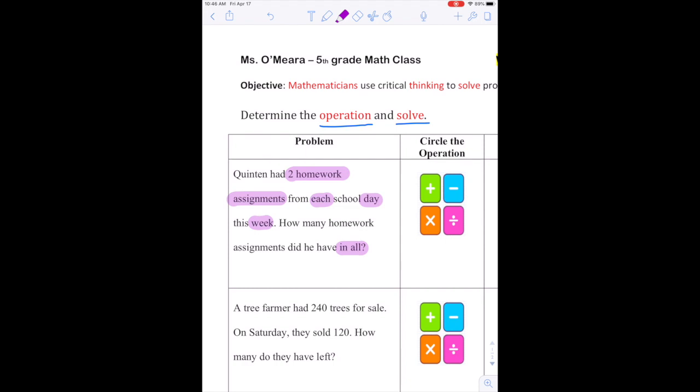And when we think of what's happening, he had 2 homework assignments on Monday. He had 2 homework assignments on Tuesday, on Wednesday, Thursday, Friday. So if it's the same number each day, that's repeated addition, which we would then say is multiplication. All right, so let's go over and figure out how to solve this problem.